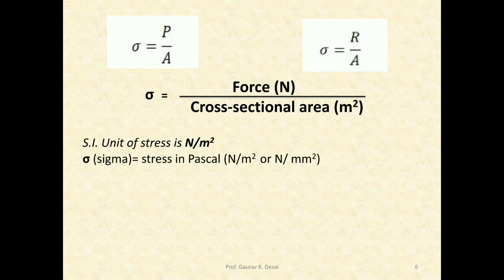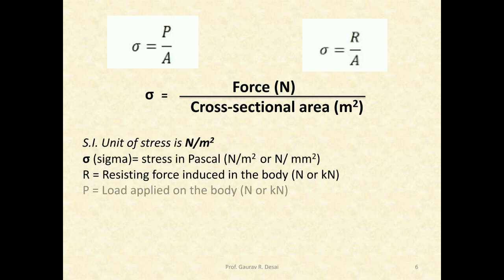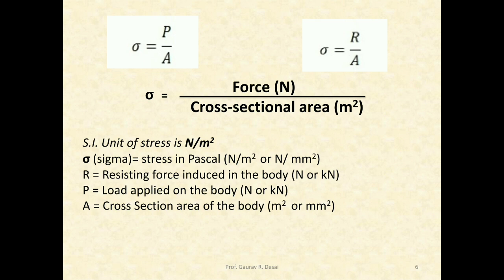Now why is it written as Newton per mm square? Because ahead in the problems which we will be solving, most of them will be based on the unit millimeter, so the final answer of stress will be in Newton per mm square. But the standard unit of stress is Newton per meter square. R is the resisting force induced in the body, in Newton or kilonewton. P is the applied load on the body, also expressed in Newton or kilonewton, and A is the cross-section area of the body in mm square or meter square. Whatever unit is given, accordingly we have to use it in the calculation.